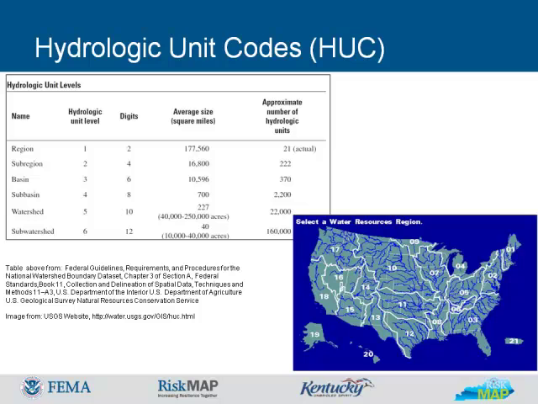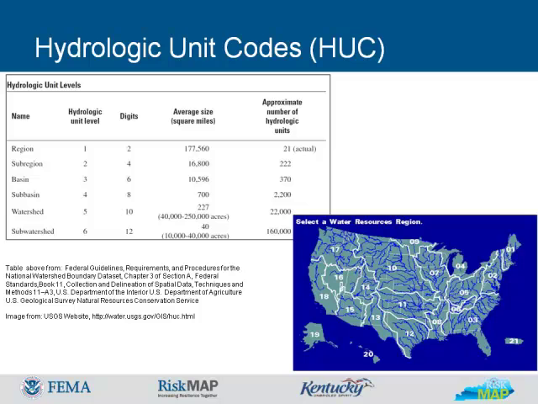Each hydrologic unit is identified by a unique hydrologic unit code, or HUC, consisting of 2 to 8 digits based on the 4 levels of classification in the hydrologic unit system. The first level of classification divides the U.S. into 21 major geographic areas or regions as illustrated by the map on this slide.